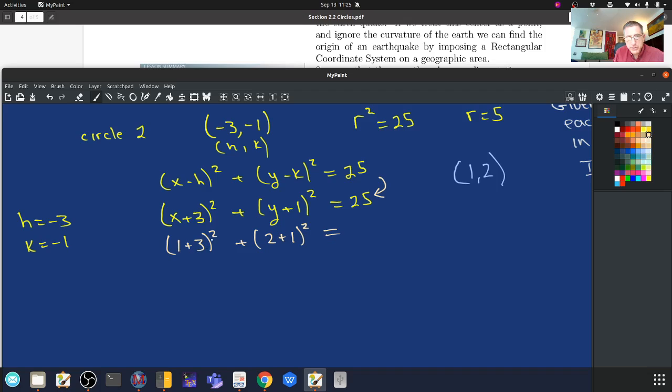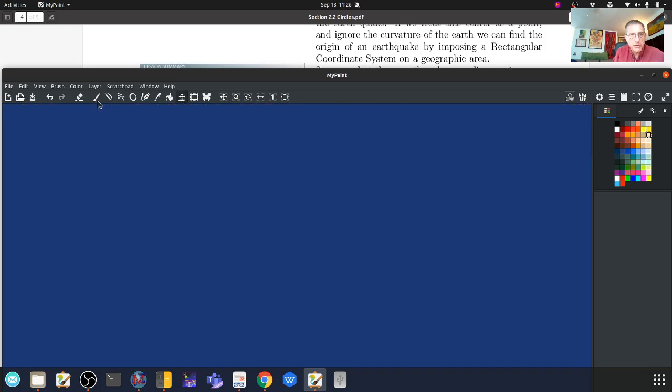And I want to see if it's equal to 25. So 1 plus 3 squared is 4 squared, and 2 plus 1 squared is 3 squared. And that's 16 plus 9, and that's equal to 25. So that checks out as well. And now all we have to do is the third circle.